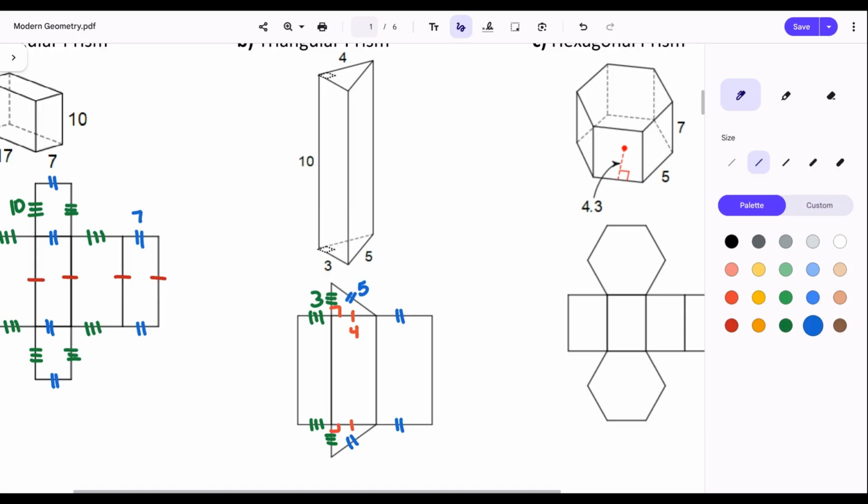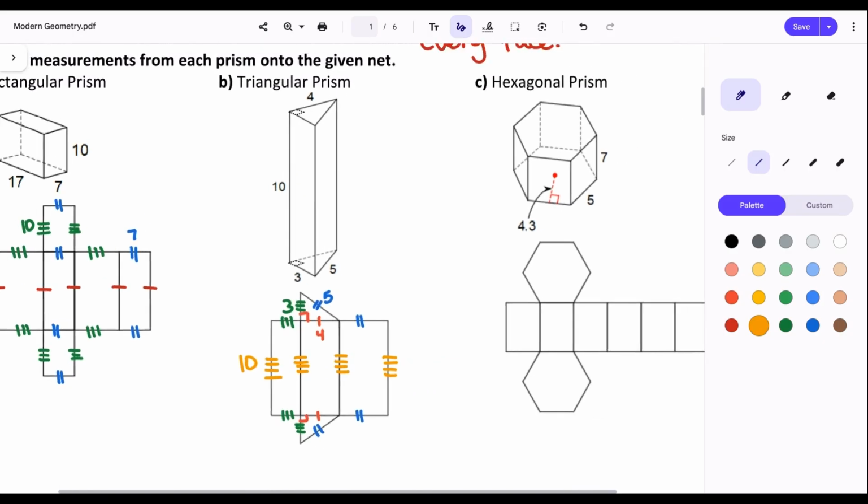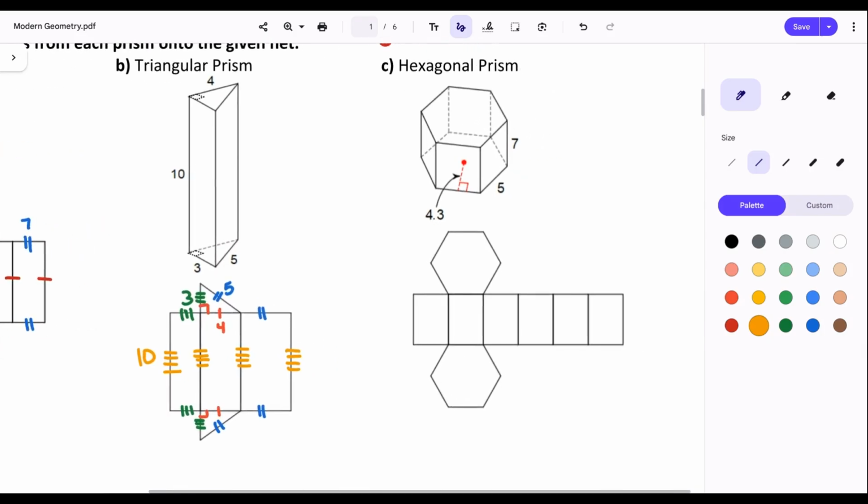All right, that takes care of the majority of it, but how much does the rest of this get? 10. Because that's how tall the prism is. That's how far apart those triangle faces are from each other, those bases that we had. So that whole side, the rest of the rectangle is going to be 10 all the way across. Good. All right, why don't you guys take a minute and try to do C on your own?